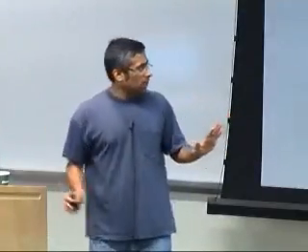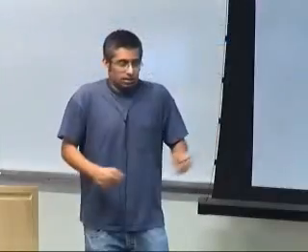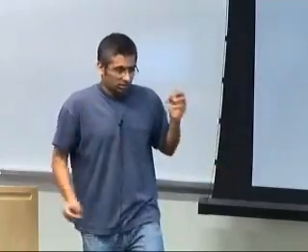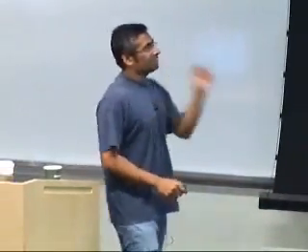It's really quite simple. Okay, there's two steps. One is that we have to somehow restrict the space of types. Okay, the space is unbounded. Is it a positive integer? Is it a negative integer? Is it a prime number? Who knows, right? So the first thing we're going to do is to somehow restrict the space of possible types.